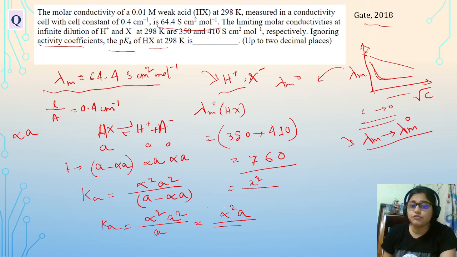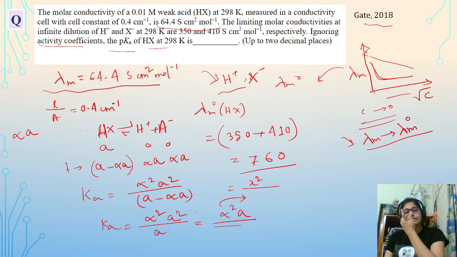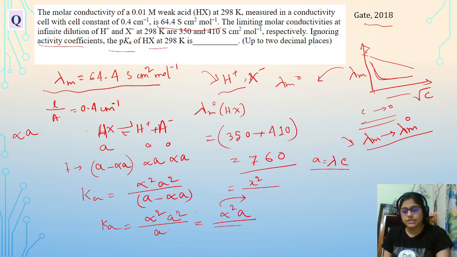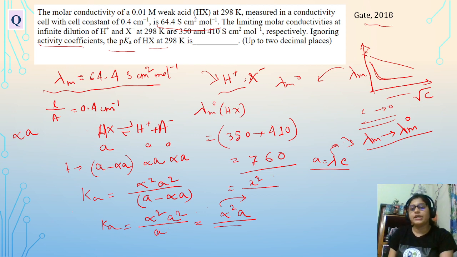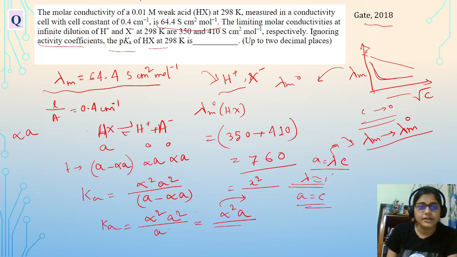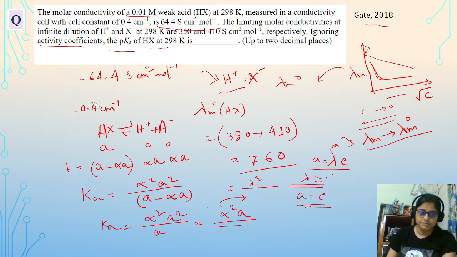We have to have an idea about the alpha value. The A value we know. I have taken activity, but the activity is actually equal to lambda into C. This lambda is the activity coefficient. They said to ignore the activity coefficient, so if we ignore lambda, or it will be equal to 1, then activity will be equal to concentration. And the concentration is given here. This is a long question actually.